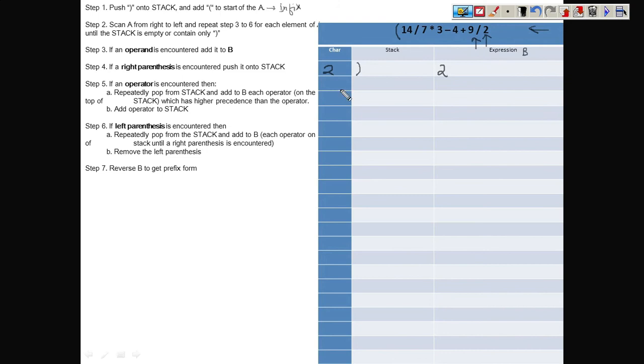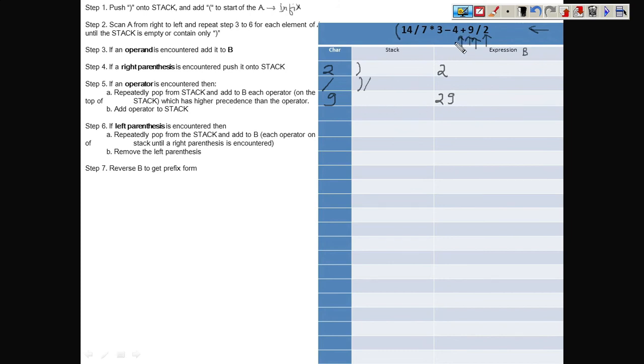Then you read division. Whenever any operator is encountered, you need to push it into the stack. But before you push, you need to check if any operator existing in the stack is of higher precedence than the operator which you are scanning. Then you need to pop that and add it to B. Currently we don't have any operator in the stack, so we simply push it into the stack. Then we read 9. When you read 9, it will simply be added to the expression B, and there is no change in the stack.